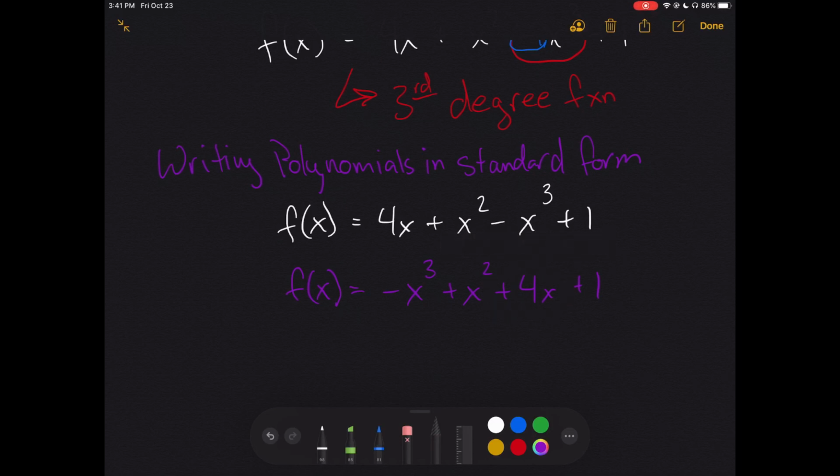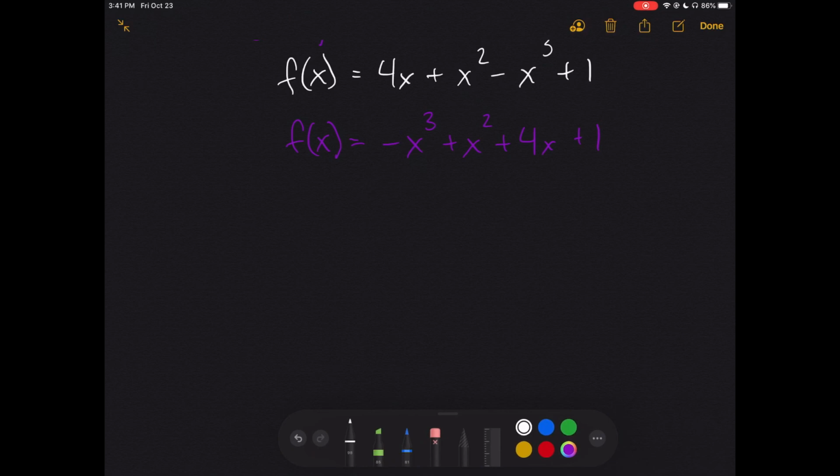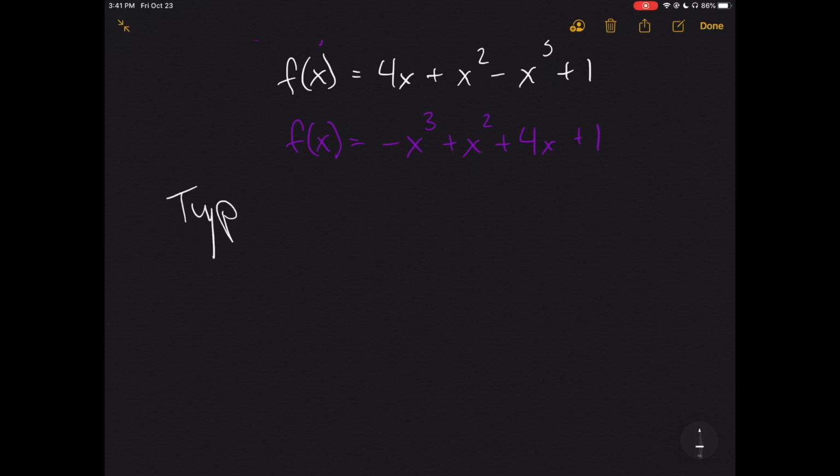What I was showing you there is just that we may be missing terms, right? Like the 4x may not be there. We still want to write it in descending order even if we're missing terms. So if the 4x wasn't there, then it would just be negative x cubed plus x squared plus 1. Okay? And so when we write things in standard form, it makes it a lot easier to pick out and use the information like degree and leading coefficient to talk about graphical features like minimums, like maximums, like the end behavior of the graph, those sorts of things that we care about.